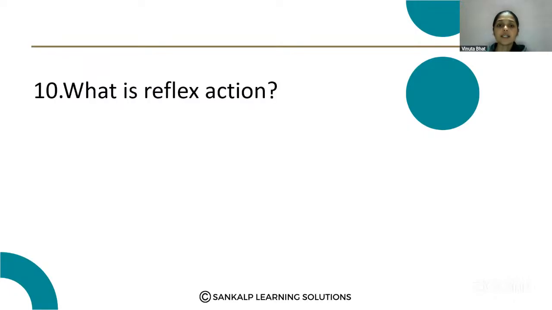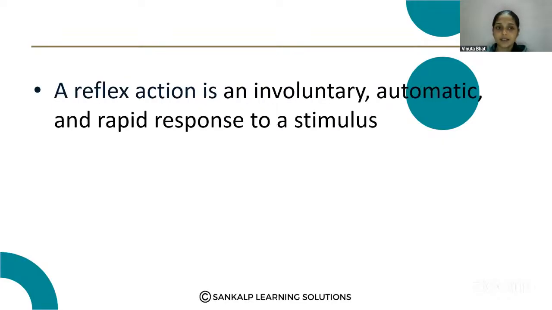Then, what is reflex action? How do you define the reflex action? A reflex action is an involuntary, automatic, and rapid response to a stimulus. So automatic, that is involuntary, and a rapid response to the stimulus. Okay.